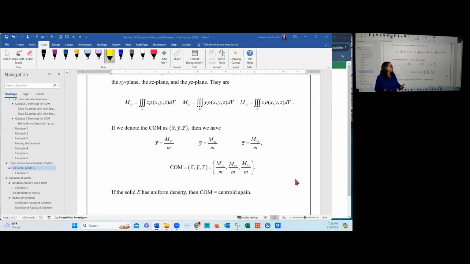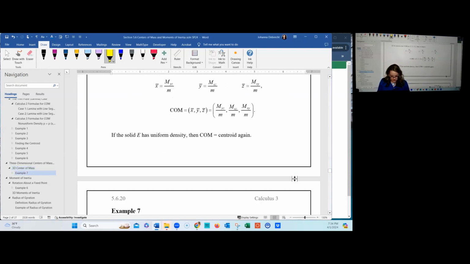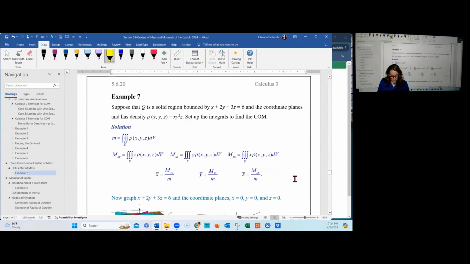It can factor out. It will cancel. You don't even need to compute it. It's not exactly any more than the moment divided by total mass, but it still works out if we have constant density. And we'll find that the center of mass and centroid will be the same location if we have constant density. So let's turn our attention to the next example, which is example 7.